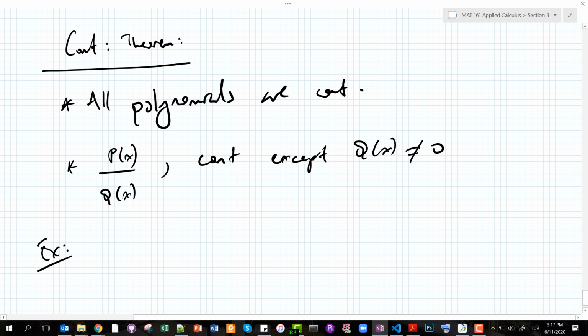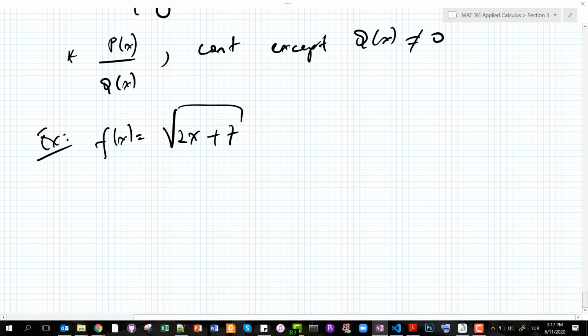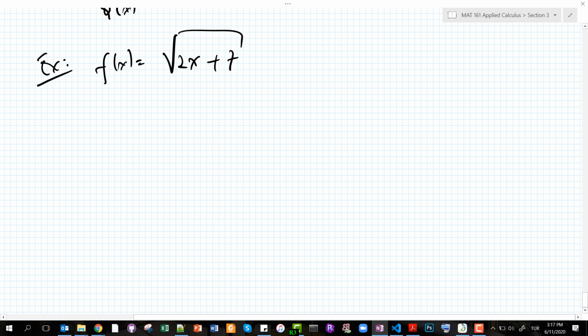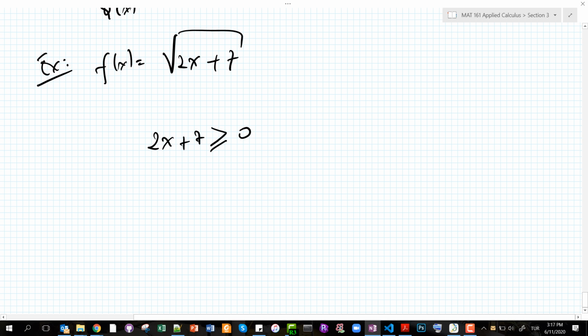Another example, maybe the last example, let me show it to you. Square root of 2x plus 7. You need to tell me where this function is going to be continuous by just looking at the definition of the points. If you look at this expression inside the radical, that should always be bigger than or equal to 0. Otherwise, I cannot define this function. To do that, if I move the 7 to the other side and divide by 2, x should be bigger than or equal to negative 7 over 2.